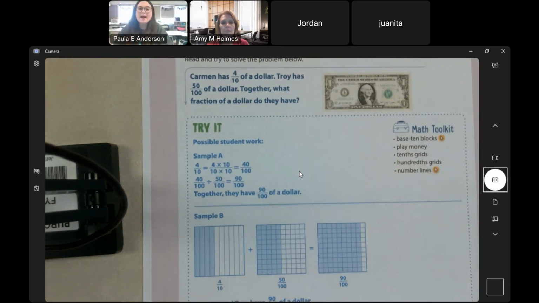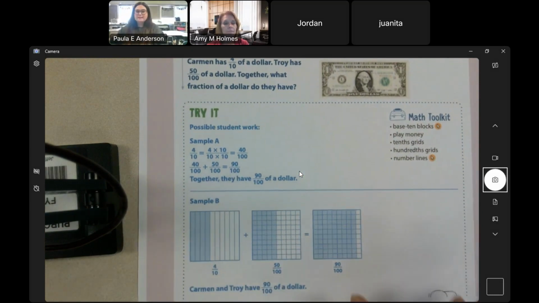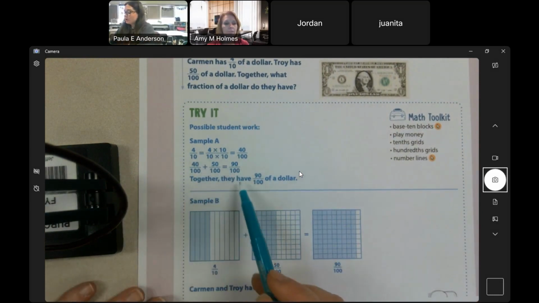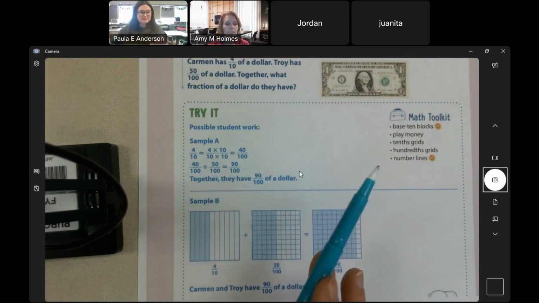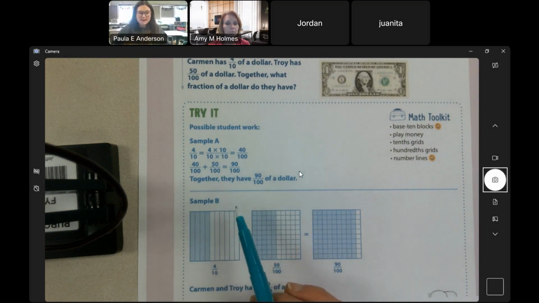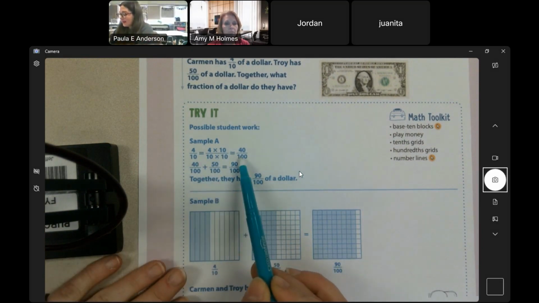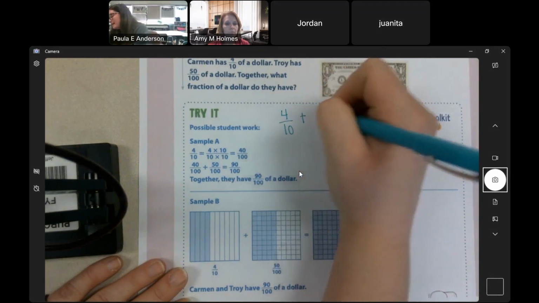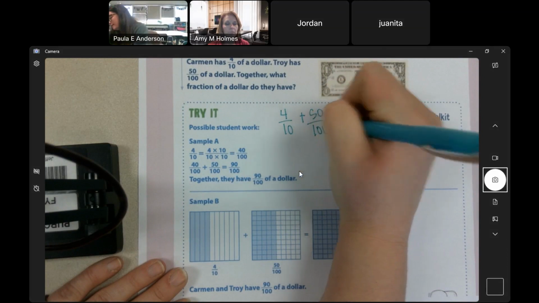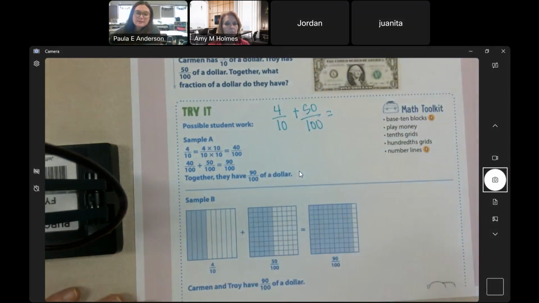So we have Carmen has 4 tenths of a dollar. Troy has 50 hundredths of a dollar. Together, what fraction of a dollar do they have? So we have two different examples here. First, we have them changing into an equivalent fraction by changing the denominator of one of them, because we have 4 tenths plus 50 hundredths, and we can't do that because we don't have the same denominator.